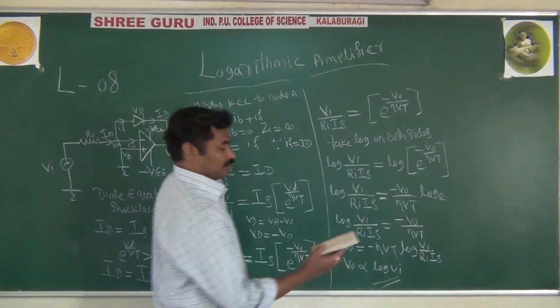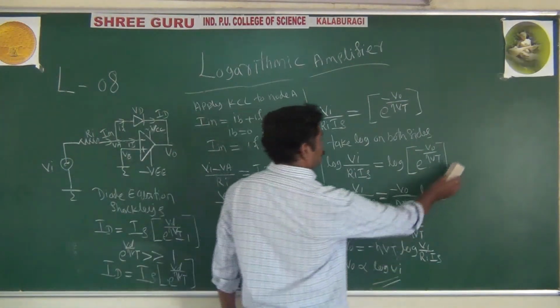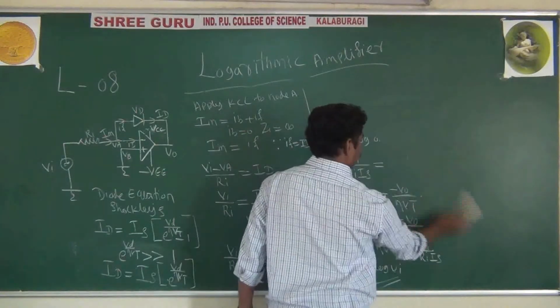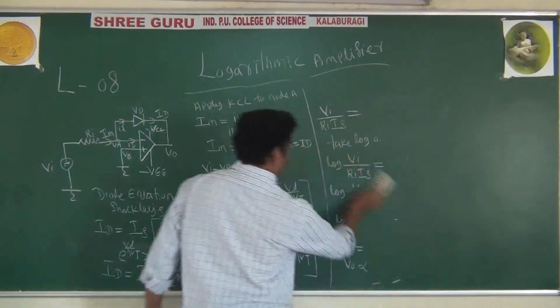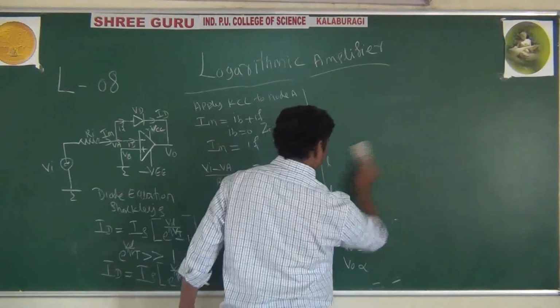Now we go for another small one, that is the anti-logarithmic amplifier.